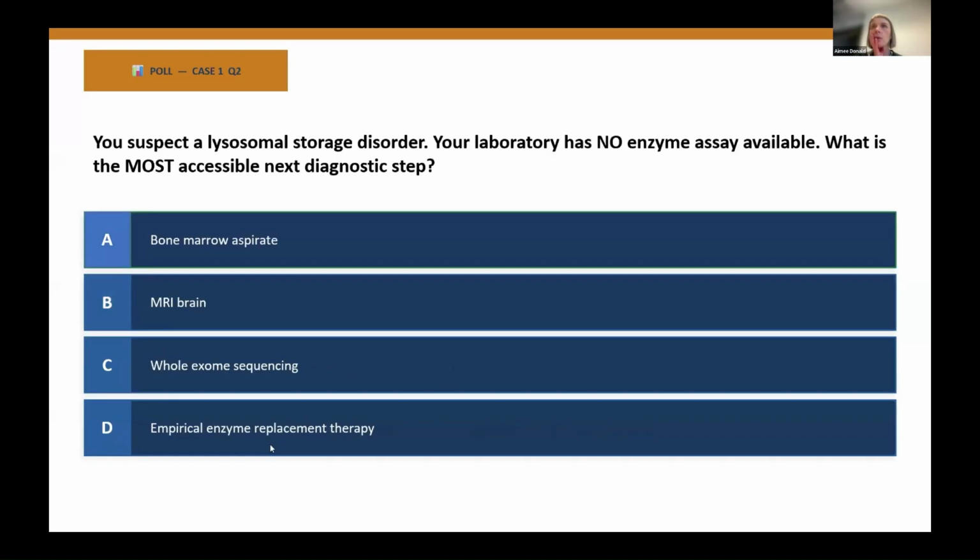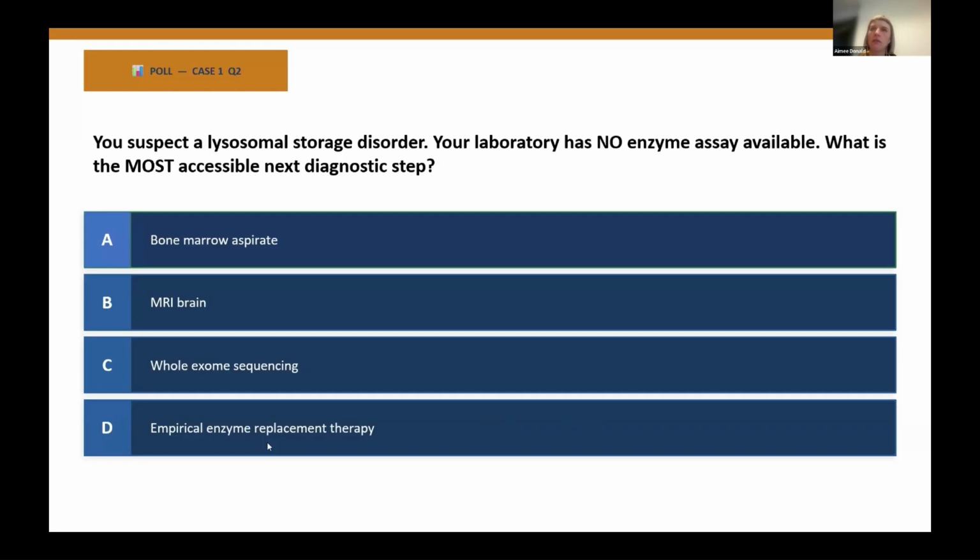Let's go to our next question. So you suspect that this might be a lysosomal storage disorder, and your laboratory has no enzyme assay available. What is the most accessible next diagnostic step for you? And so these are your options. So we've got bone marrow aspirate, MRI brain, whole exome sequencing, or just start them on some enzyme replacement therapy. What would you do? And so this is question 2 on your poll.